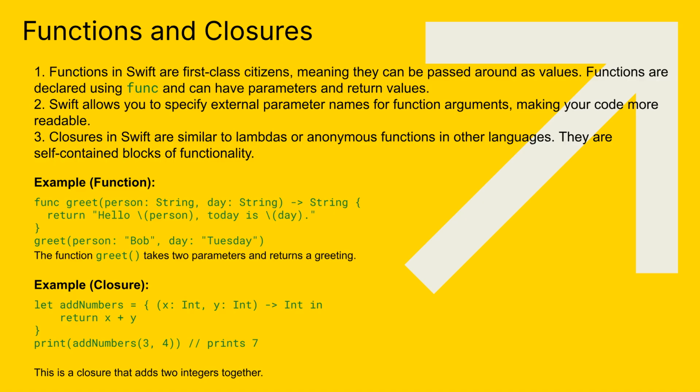Functions, declared with func, are first-class citizens and can have parameters and return values. They support external parameter names for clarity. Closures are self-contained blocks of functionality, similar to anonymous functions.